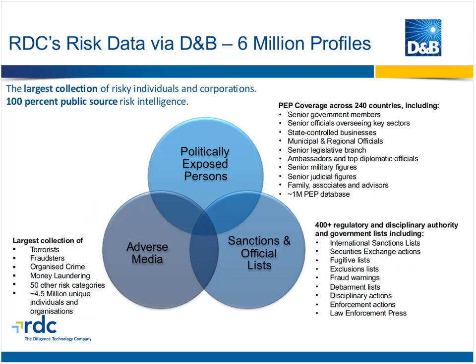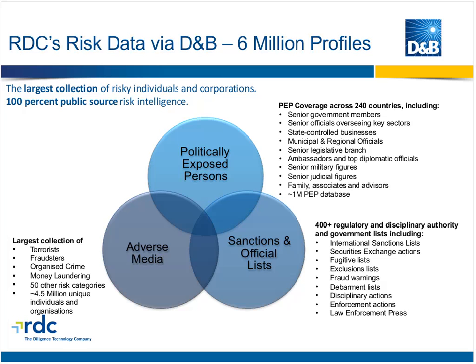We then combine that into our database of risk. You can see here the three different primary buckets of risk: the sanctions and the official list that we just talked about, the PEPs and the adverse media. Creating a database of over 6 million unique profiles of risk, of entities that you may be concerned about, which we integrate seamlessly into the D&B platform.